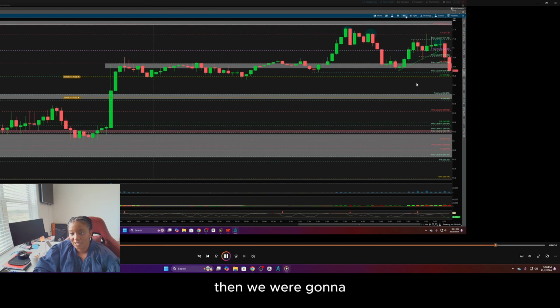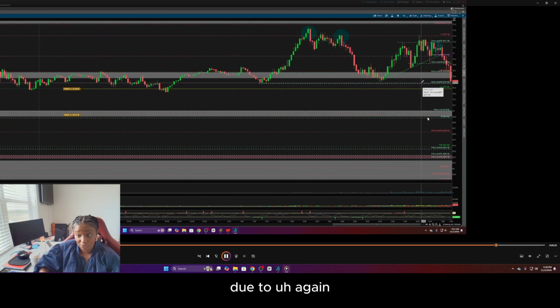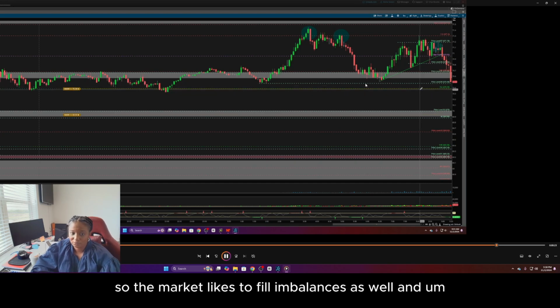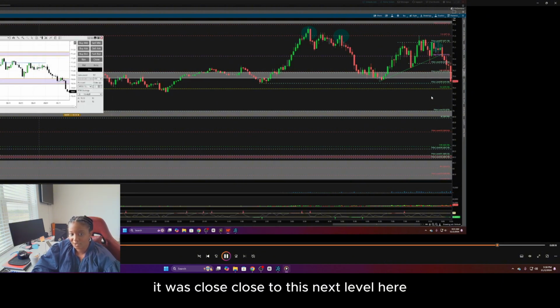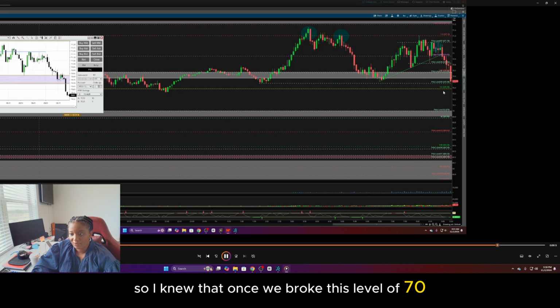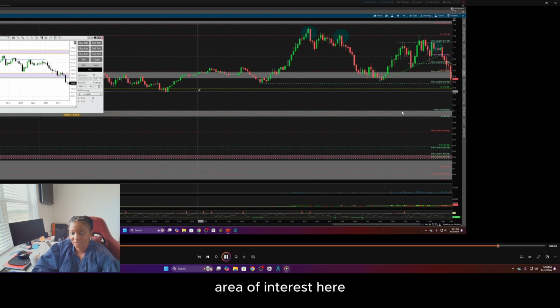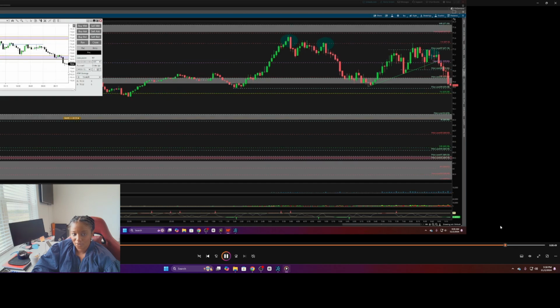then we were going to at least try to head back down to this next gray area due to, again, that previous day candle, we just had a straight shoot up. So the market likes to fill imbalances as well. And that was definitely an imbalance. It was close to this next level here. So I knew that once we broke this level of 70.39, we were going to head on down to my next area of interest here. So we had another candle breakout below.